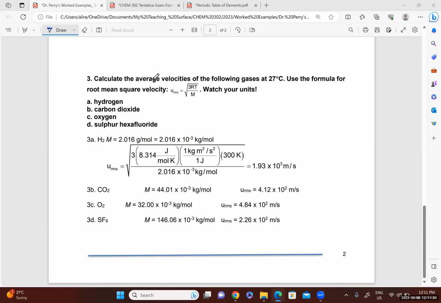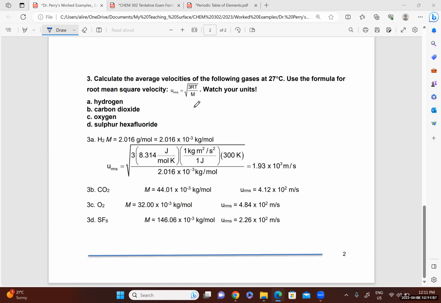We are going to calculate the average velocities of these gases at 25 degrees Celsius. Look, according to this equation, we only need the temperature to calculate root mean square velocity. Of course, we also need the molecular mass of those species that we are calculating the average velocity for. R is a constant, and 3 is a number there. The temperature should be in Kelvin.